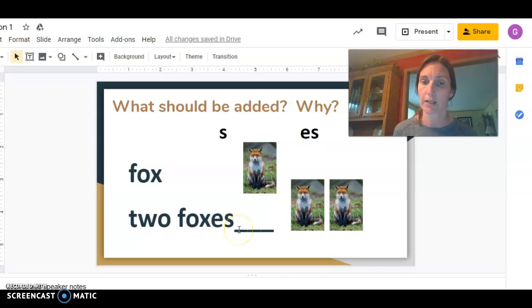So when you're working through your Lexia lessons, think about that, when to use suffix s and es, and that will help you with not only reading and vocabulary, but also your writing.